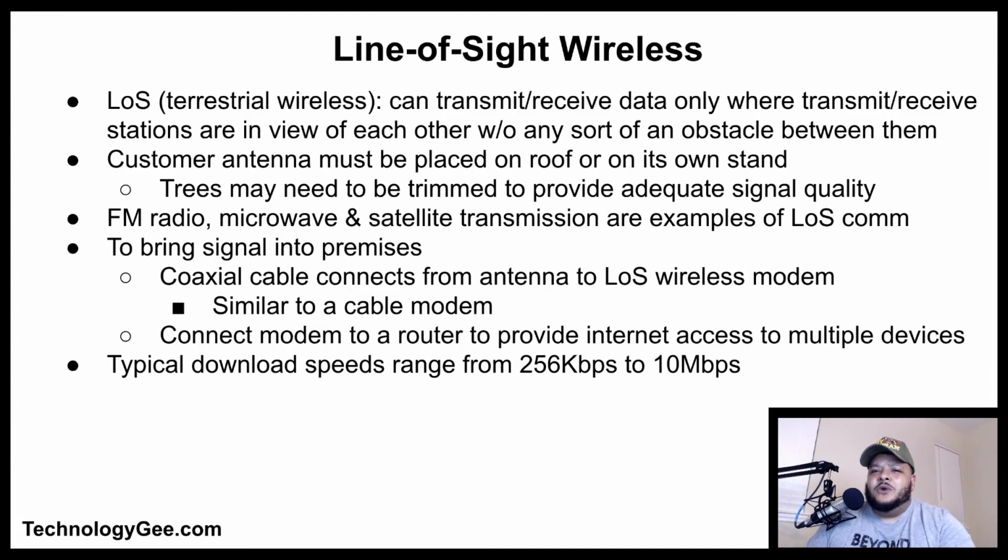To bring the network signal into the premises, coaxial cable connects from the antenna to the line of sight wireless modem, which is similar to a cable modem. You would connect the modem to a router to provide internet access to multiple devices. Typical download speeds range from 256 kilobits per second up to 10 megabits per second.